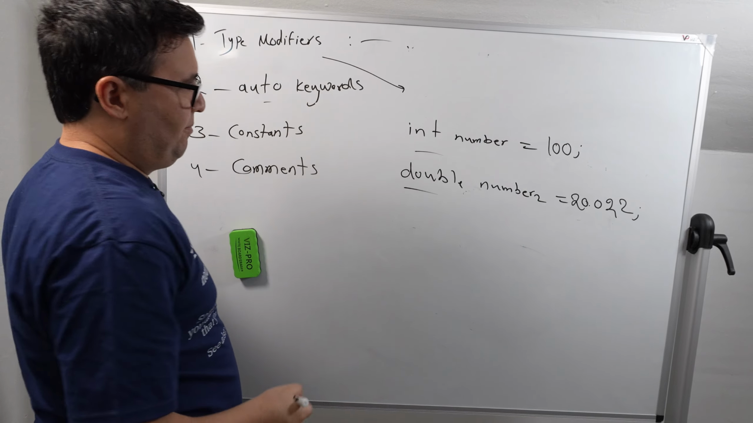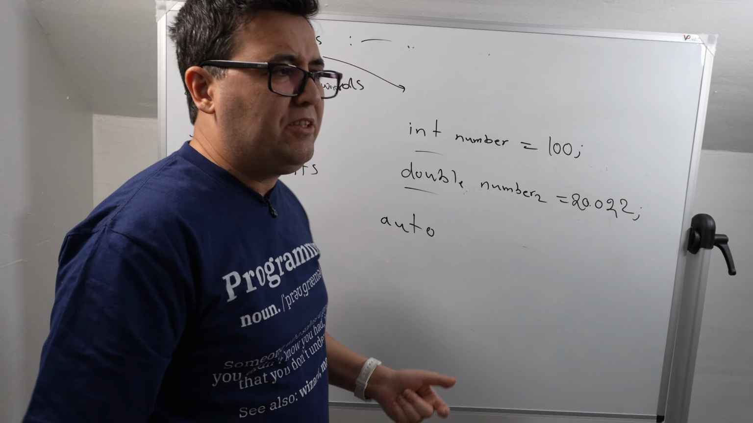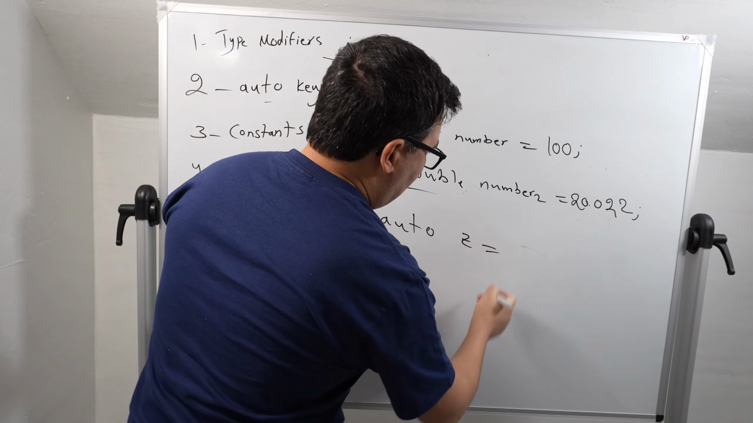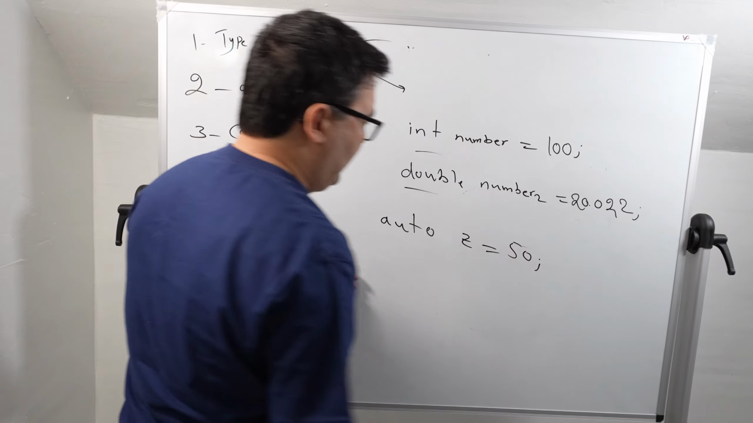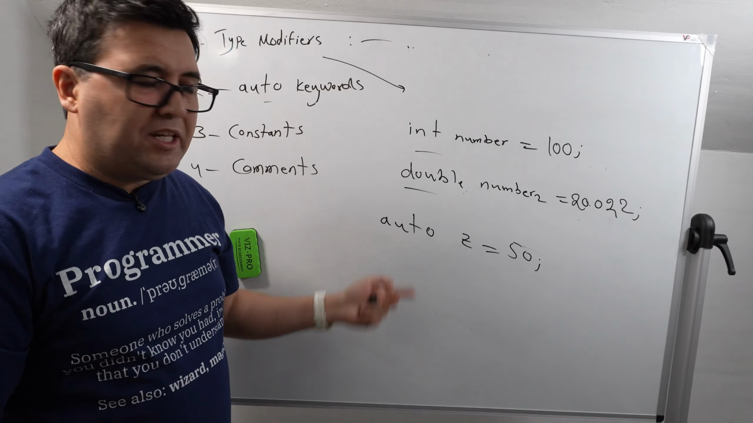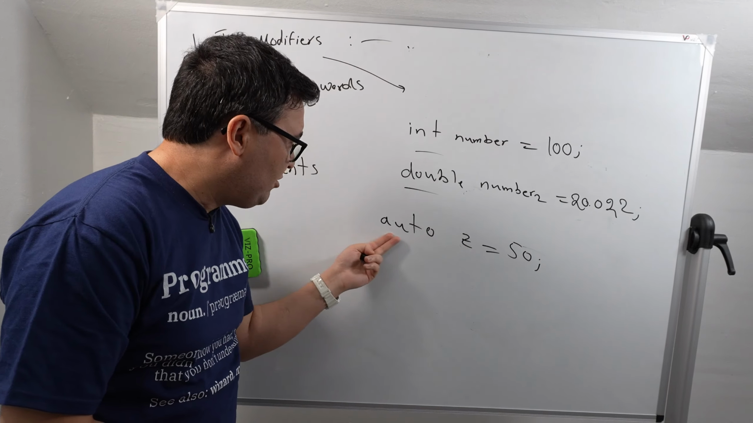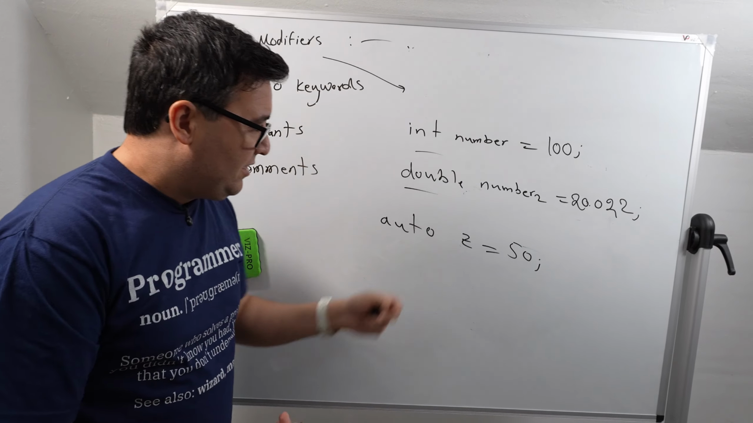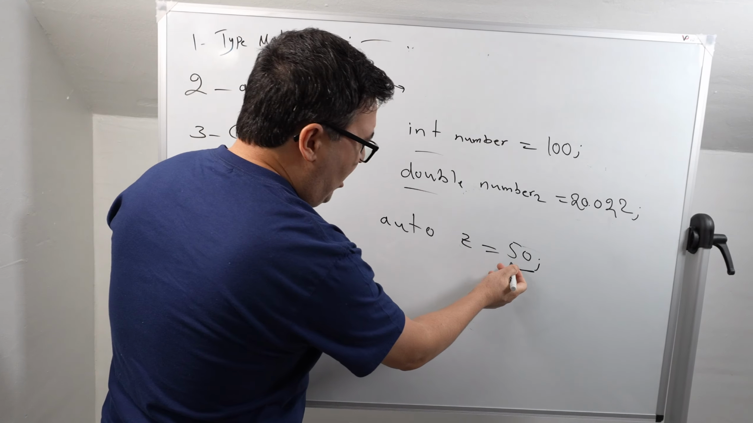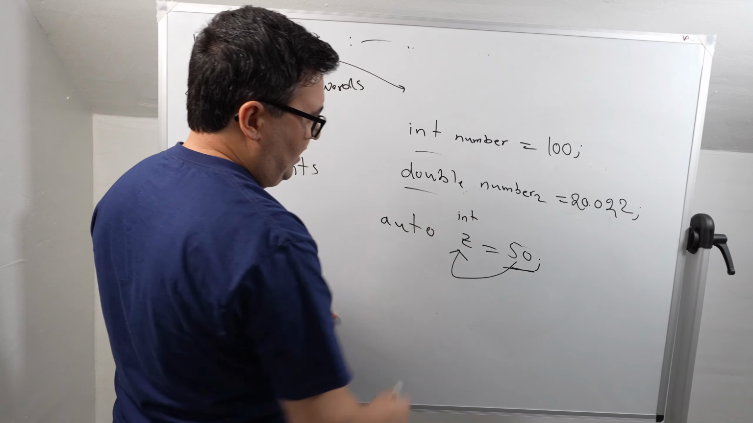But the auto keyword, which was introduced in modern C++, means we don't actually need to define the type of the variable. So we say auto z equal to 50. In this case, if we don't define the data type, the C++ compiler defines the data type for this variable, because we put auto, or automatic. What it means is the compiler sees the value of this variable. If it is a whole number, the compiler automatically defines the type of this variable as int. In this case, it's int.